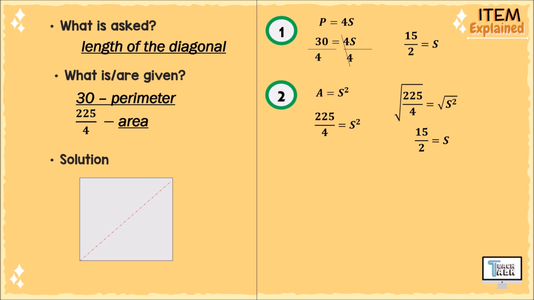So, you can use any of the two ways, pwedeng sa perimeter o pwedeng sa area, as long as you arrive at the same answer.